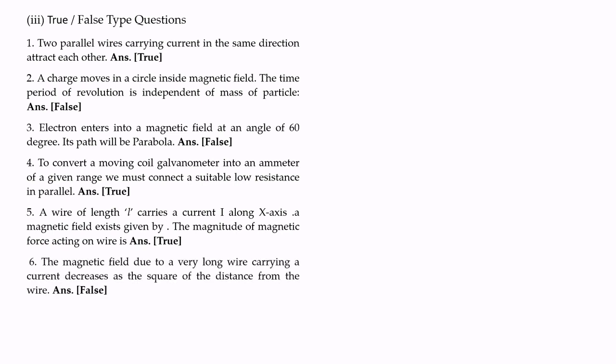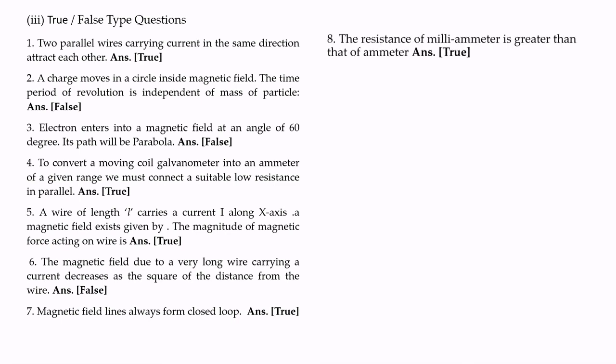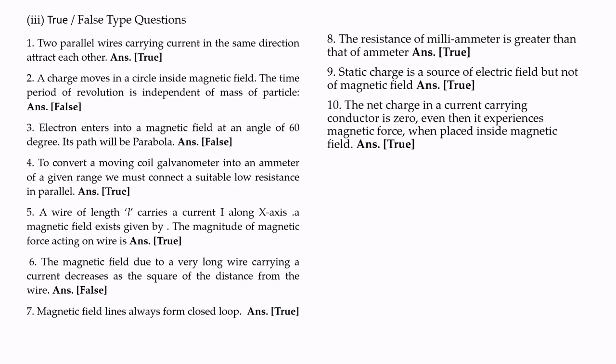The magnetic field due to a very long wire carrying a current decreases as the square of the distance from the wire. It is false. Magnetic field lines always form a closed loop. True. The resistance of a milliammeter is greater than the ammeter. True. Static charge is a source of electric field but not of magnetic field. Correct. For magnetic field we need a moving charge.